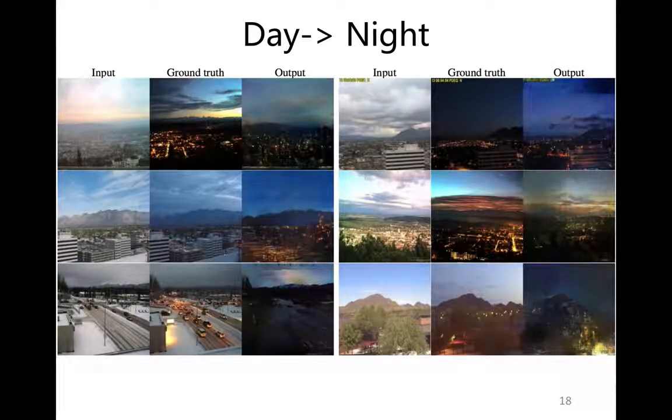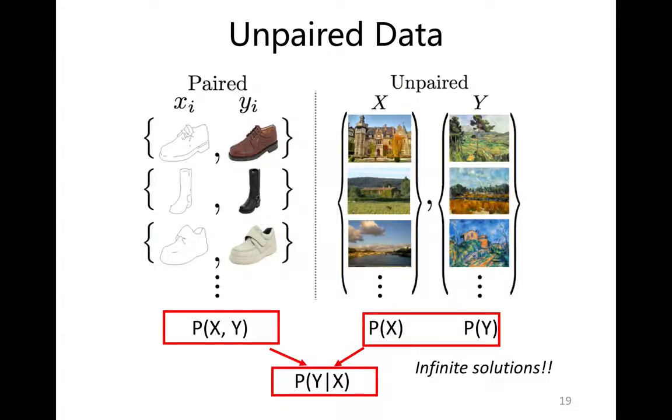Yeah, so here are some additional results from day to night. Here we have the paired data to learn the conditional distribution. But what if we have unpaired data? Here we only have images from one domain, X, and images from another domain. We don't have the paired data, so we don't have the same image of the two types.